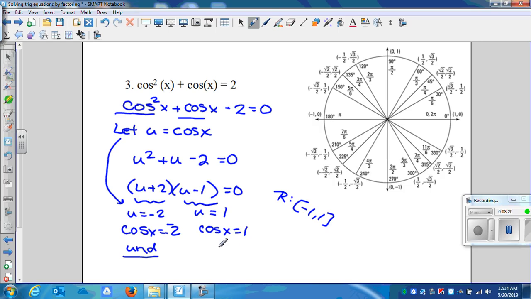However, cosine of x does have a solution. So cosine of x equals 1 occurs at 0 and pi. So those are the two solutions for this particular equation. We have 0 and pi.